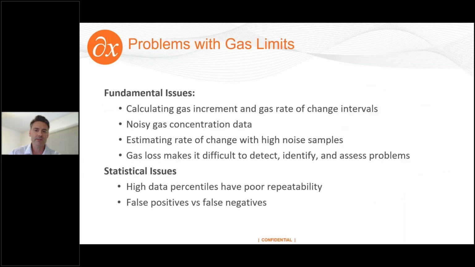Okay, so we talked about the introduction of gas limits to assign meaning to individual gases. Now here are some of the issues with using gas limits for DGA interpretation. There is no clear definition of how to select an appropriate interval for calculating gas increments and gas rates of change. There can be plus or minus 15% uncertainty or worse in gas concentration data.